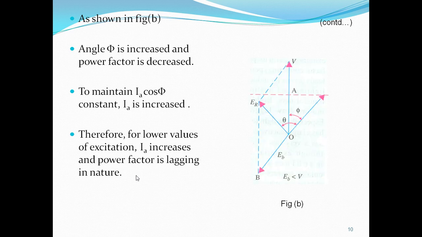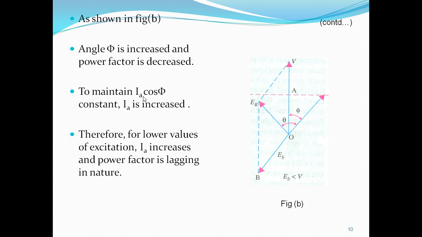If you see the vector diagram, it is like this. ER is advanced in clockwise. Automatically IA also advanced. So IA value increases. Whereas pi increases, so cos pi decreases. Power factor decreases. So the product of IA and power factor cos pi remains constant. You have to remember this one. Power factor decreases but armature current increases.